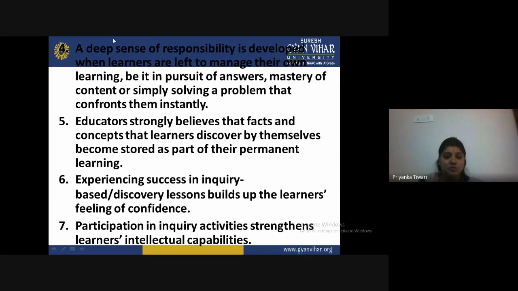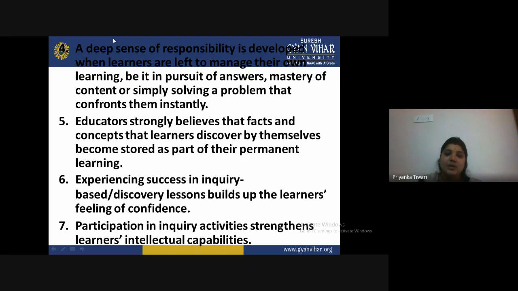A deep sense of responsibility is developed when learners are left to manage their own learning, be it in pursuit of answers, mastery of content, or simply solving a problem that confronts them instantly.